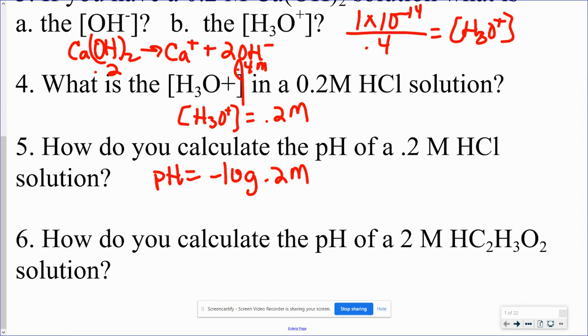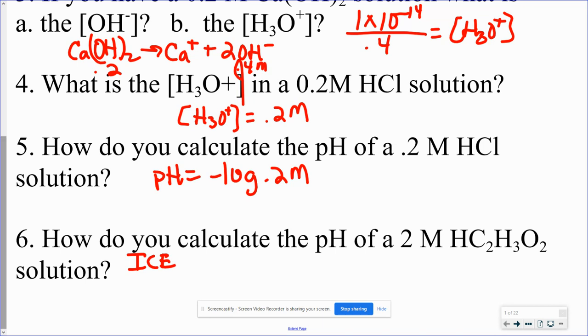But what I was jumping ahead to was for the weak acid, the hydrogen ion concentration is not 2 molar in an acetic acid solution. It's a lot less than that. So how do you calculate the pH of a 2 molar acetic acid solution? You have to do an ICE problem.